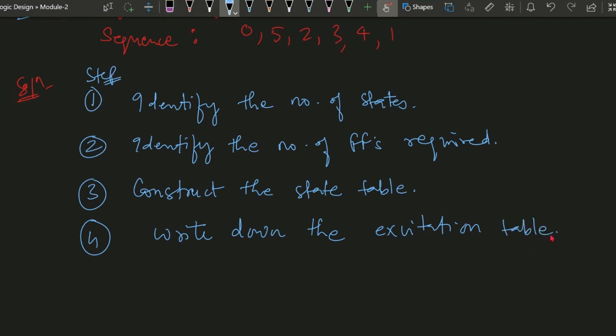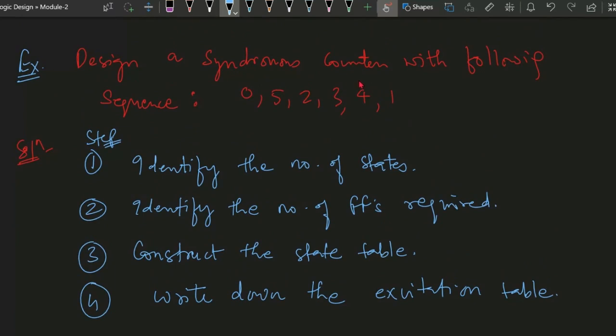So the excitation table for different flip-flops we have already gone through. The same excitation table we will be using. Whether we are using a D flip-flop, T flip-flop, or JK flip-flop, we can use the excitation table of that particular flip-flop.